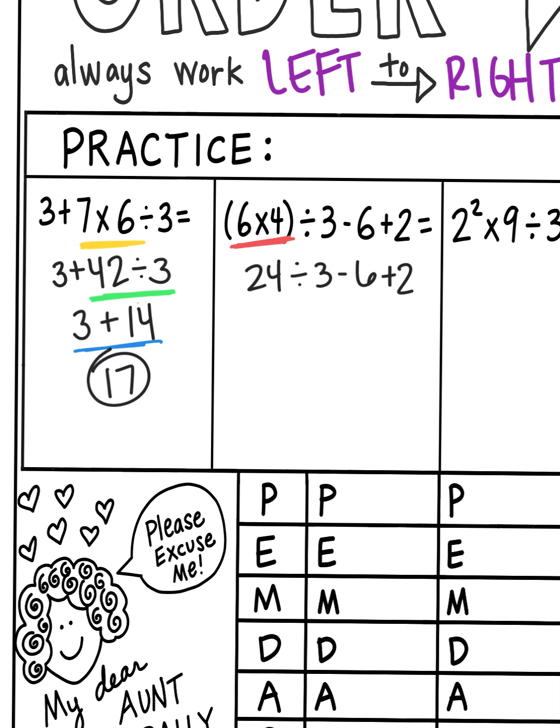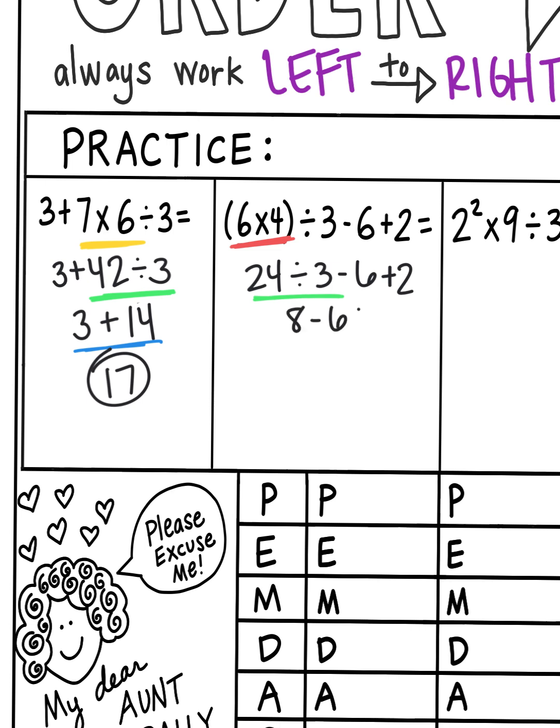Okay, now do I have any exponents? I don't have any more parentheses, so I go down my list. Do I have any exponents? No. Do I have any multiplication or division? Yes. What do I have? I have division. So I'm going to divide 24 divided by 3, which is 8.